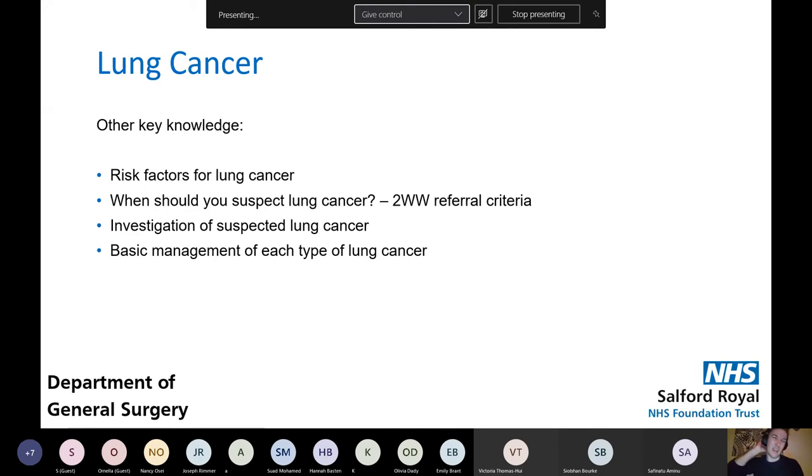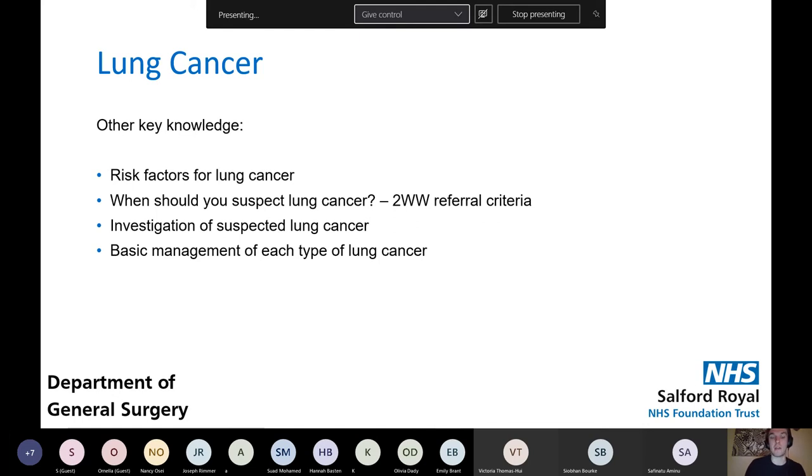And have a rough idea of basic management. You don't need to get into vast details about which chemotherapeutic agents are best, but have a rough idea that for early stage cancers, surgery is usually good. If it spreads, surgery is not an option. Also, particularly note that for small cell lung cancer, the evidence for surgery is not very good. It basically has to be T1, N0, M0.